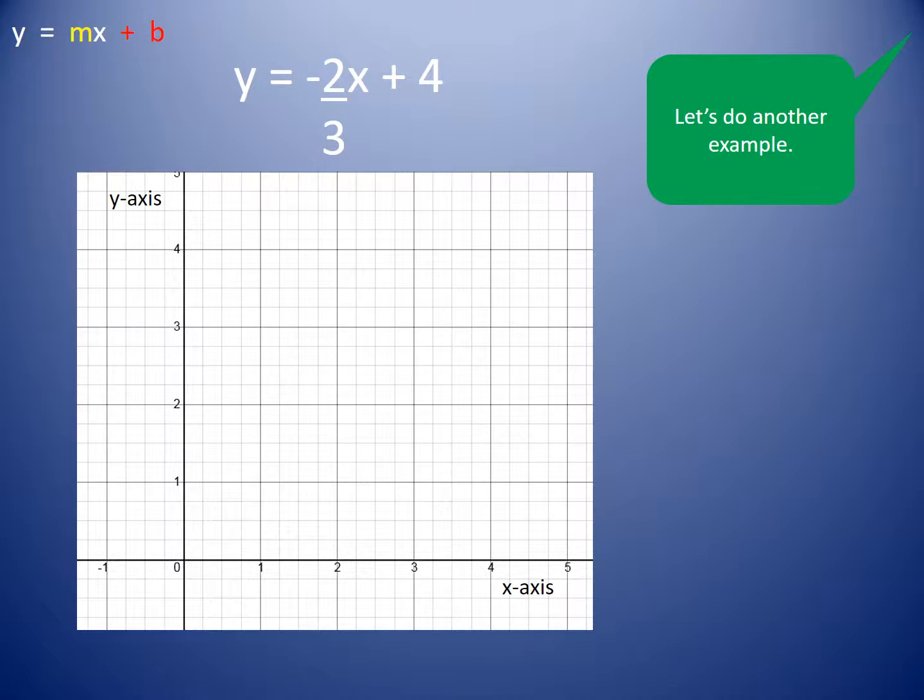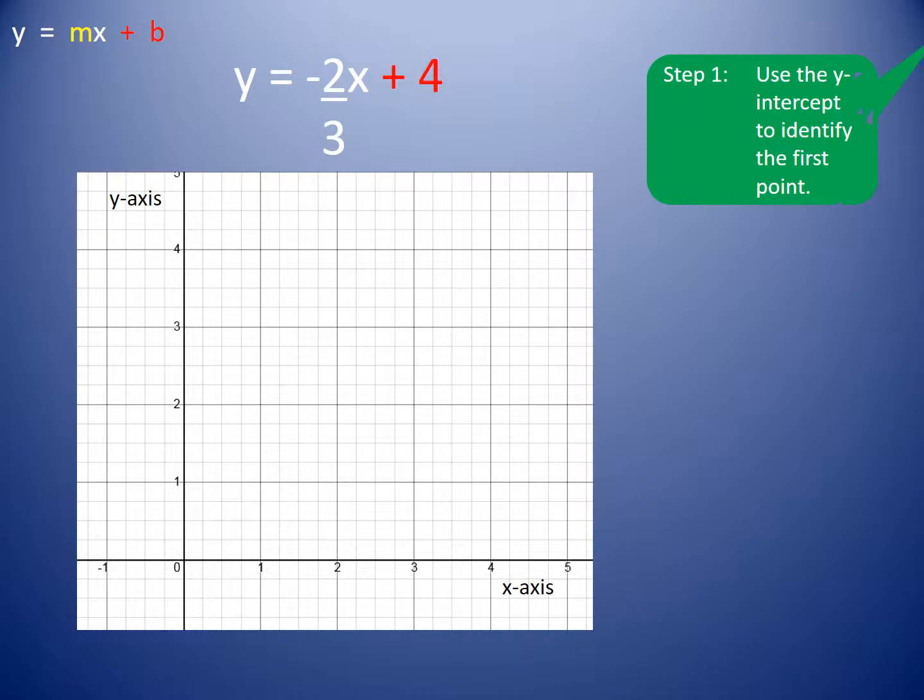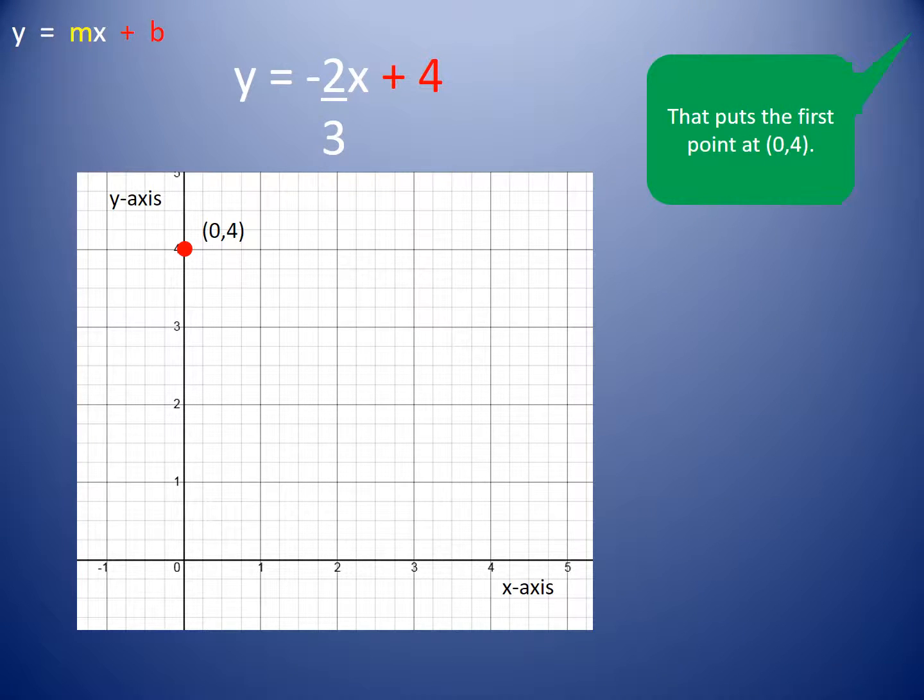Okay, let's do another example. This time let's do y equals negative 2/3 x plus 4. We'll follow the same process as the first example. So step 1, we're going to use the y-intercept to identify the first point on the line. That puts the coordinates of the first point at (0, 4).